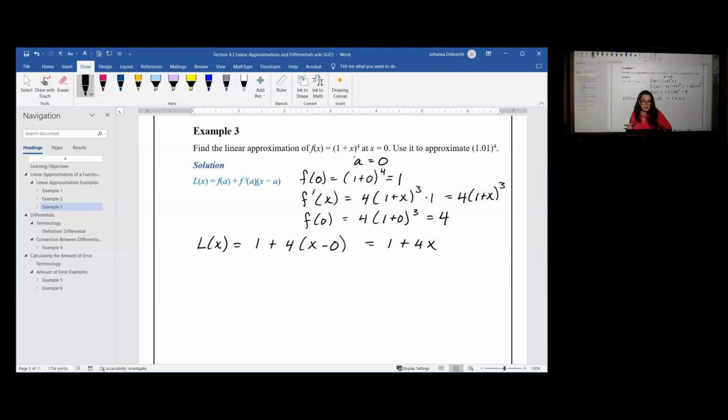Now, when we do this, we have to think about what the value of x actually is. What we want to raise to the power is 1.01, but the thing being raised to the power is the binomial 1 plus x. What would x need to be so that 1 plus x is 1.01? You're right, x needs to be 0.01, not 1.01. We need this to be true.